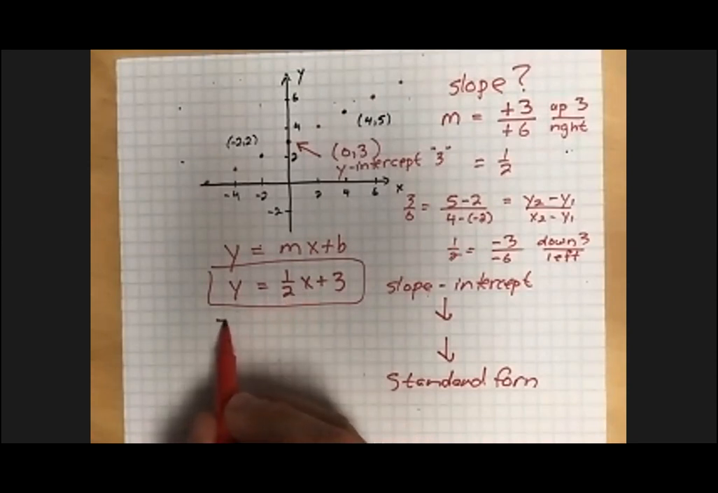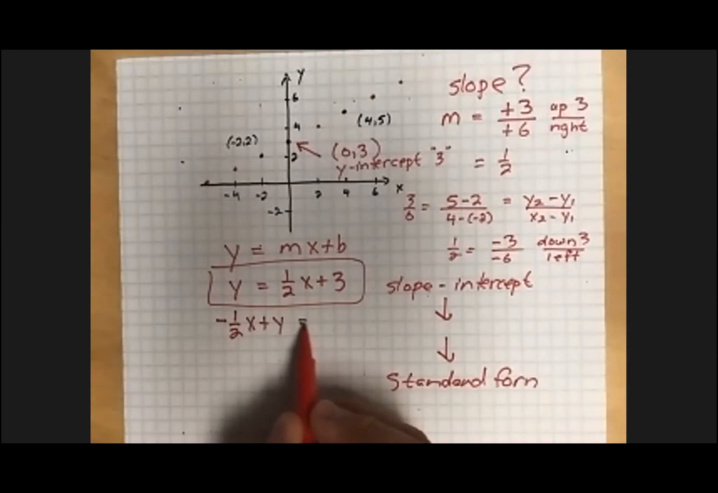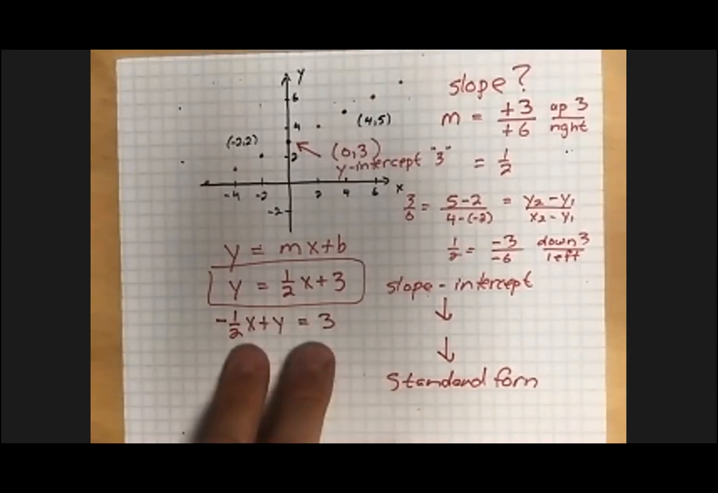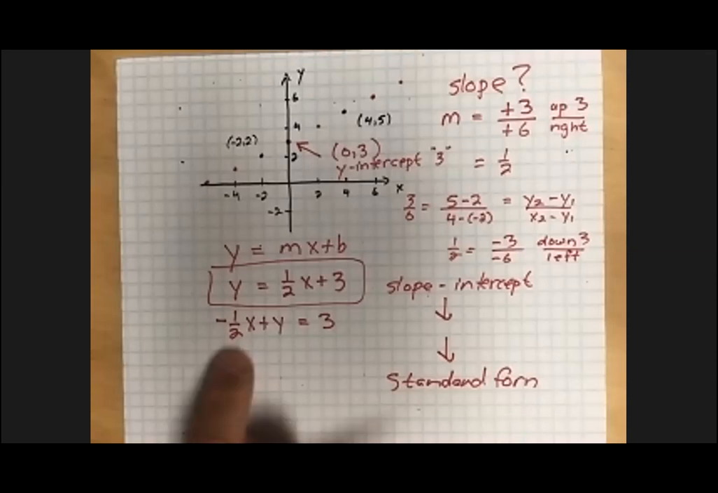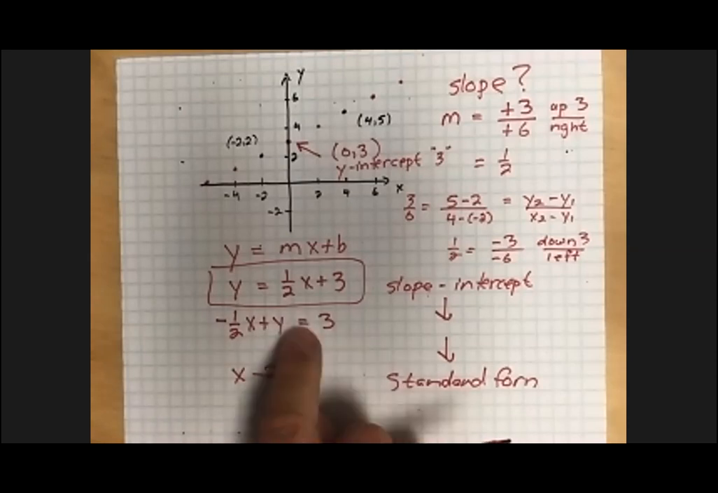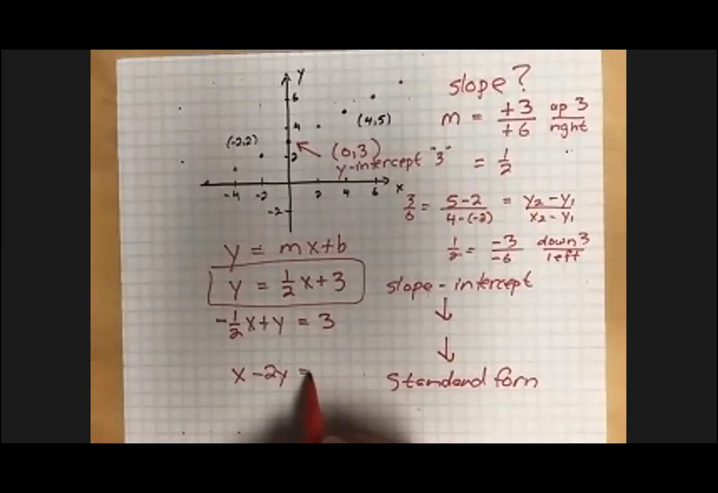Subtract 1/2 x from both sides. And now I've got to get rid of this minus 1/2. Let's multiply everybody by minus 2. Minus 2 times minus 1/2 is positive 1. Minus 2 times y, minus 2y, minus 2 times 3, minus 6.